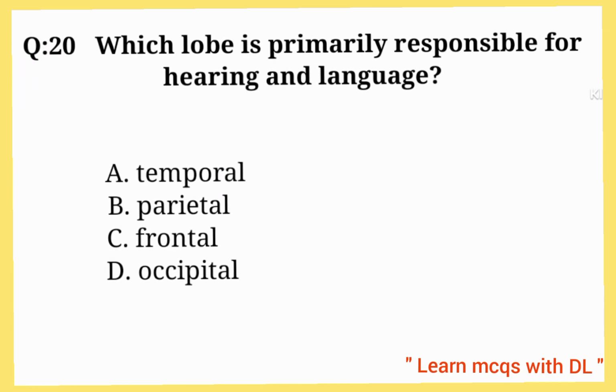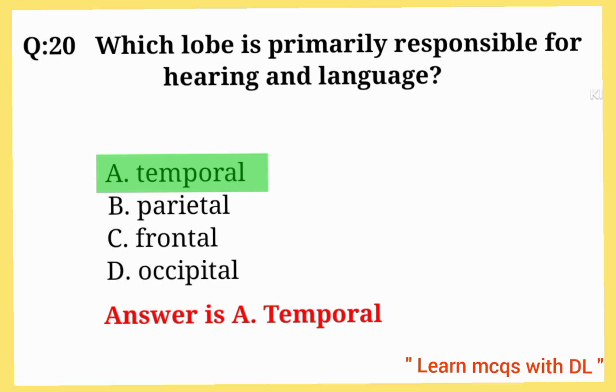Which lobe is primarily responsible for hearing and language? Temporal, parietal, frontal, occipital. Correct option is option A, temporal. Temporal is a lobe of brain which is responsible for hearing and language process.